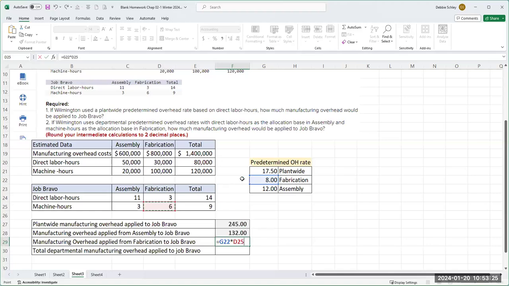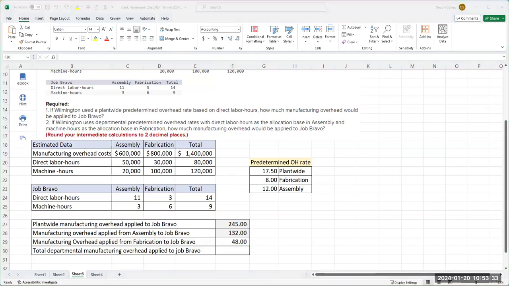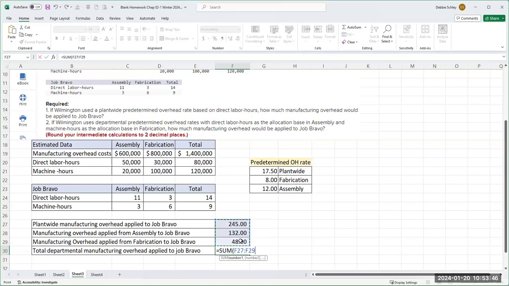So you can see it matters what the allocation base is. And then the total, if they do departmental, is just going to be the sum of all those numbers. Nope, it's not.